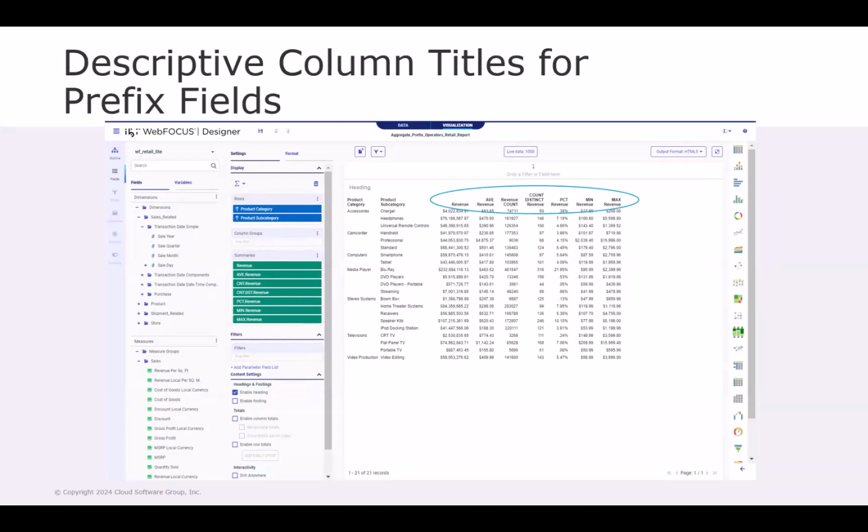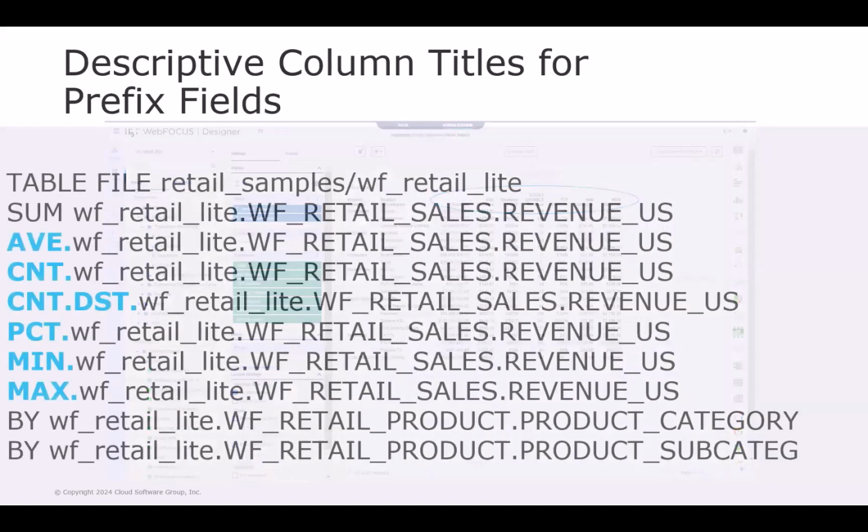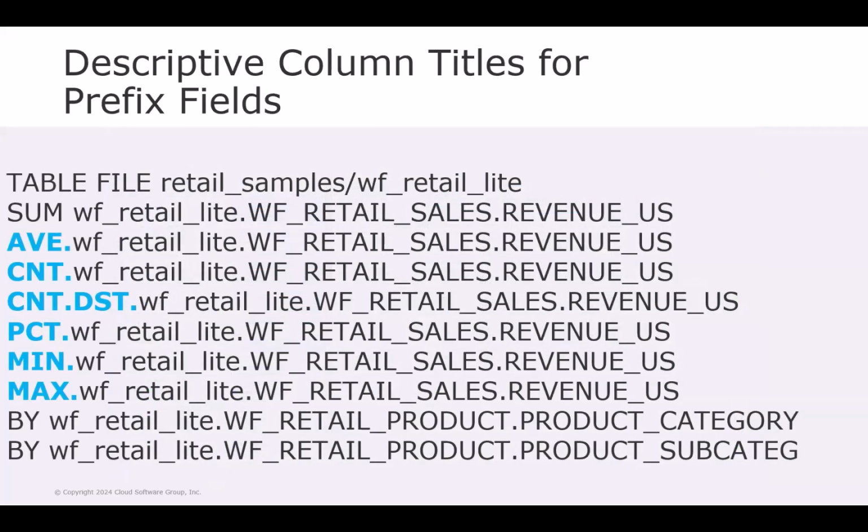All right, so this is the default display. And here is what gets generated behind the scenes, right? And the underlying source code, right? I have that AVE dot, CNT dot for count, CNT dot DST dot for count distinct, PCT dot for percent, and MIN dot and MAX dot for minimum and maximum, right? Pretty straightforward. So now I know what you guys are saying.